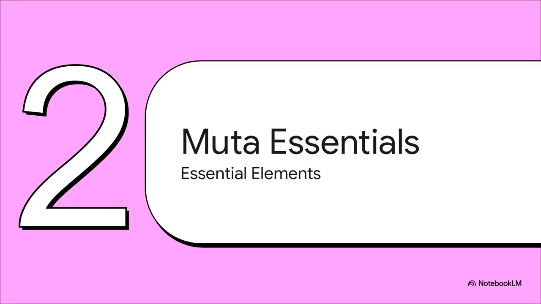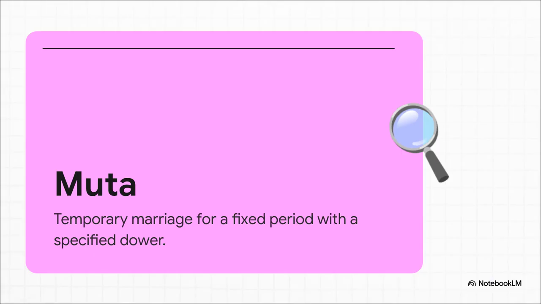Moving on to Section 2, Muta Marriage Essential Elements. Now, draw a line and move to your next heading in your exam script. Use clear, underlined headings exactly like this to neatly separate your concepts. Muta, literally meaning pleasure, is a temporary marriage for a fixed period with a specified dower. Now, students, underline the words fixed period and specified dower in your notes right now. I mean it. For maximum marks, the examiner absolutely must see those two phrases. Without a fixed period and a specified dower, you haven't defined Muta correctly in the eyes of the law.